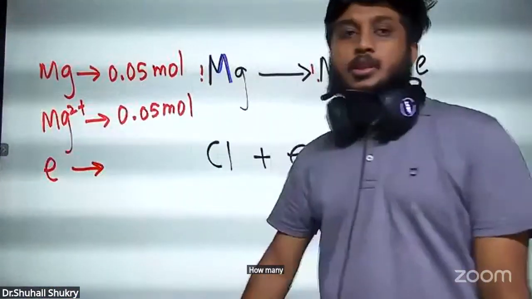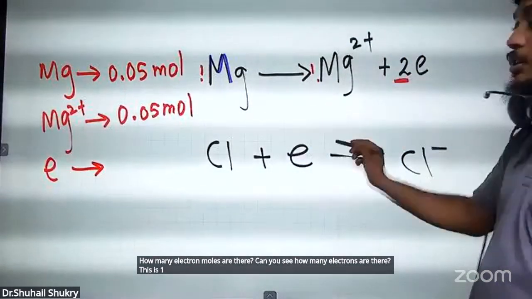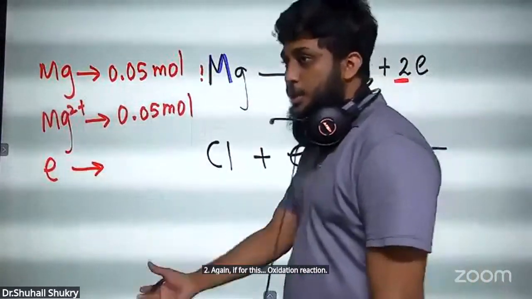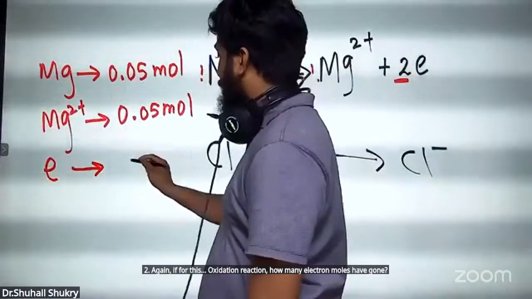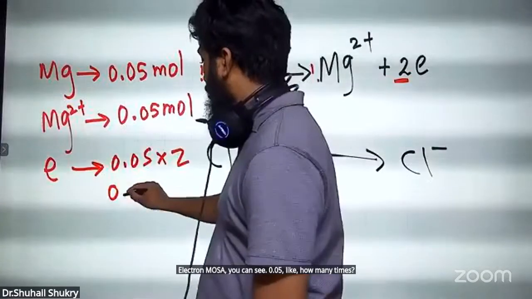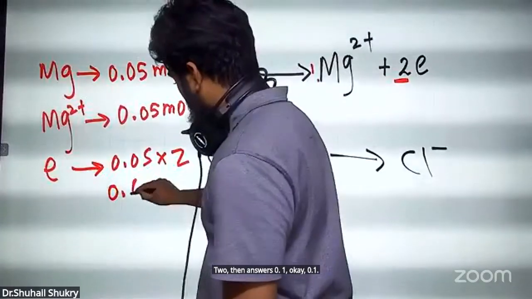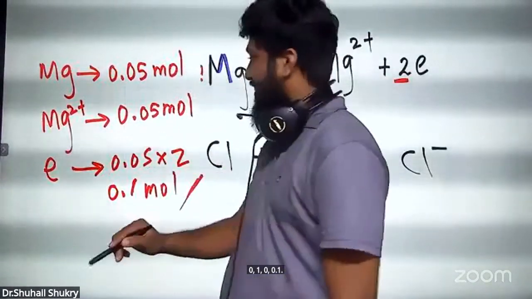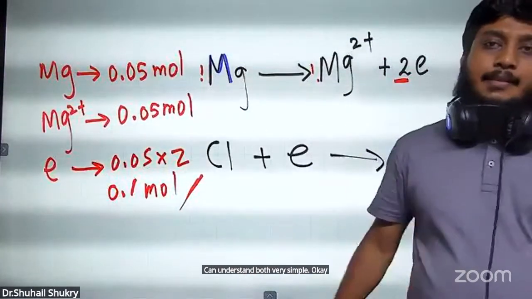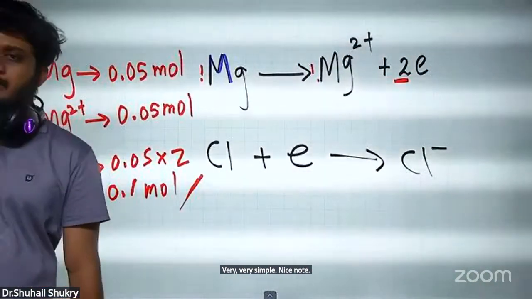Tell me the electron moles. How many electrons are there? This is 1, meaning electrons are 2. For this oxidation reaction, how many electron moles have gone? 0.05 times 2, so the answer is 0.10, which means 0.1 moles. Can you understand both? Very simple. Again, you can find the electron moles they have got.